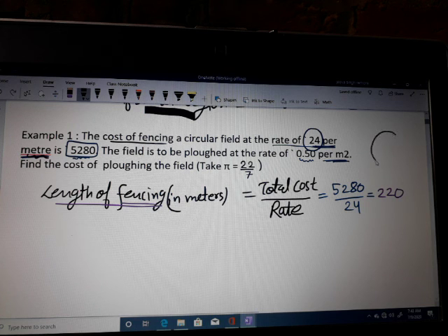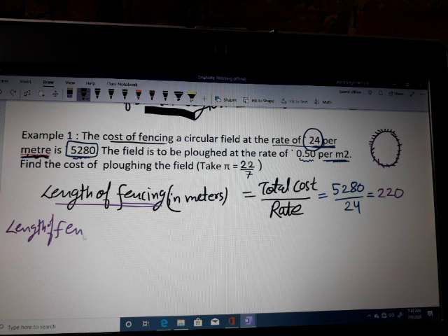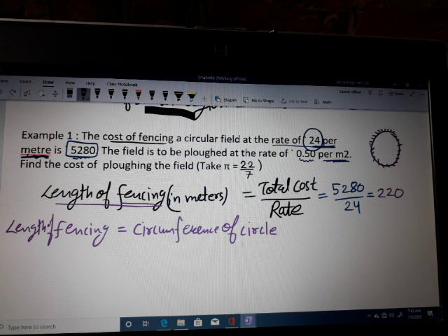Fencing is just like the wiring around the circular part. This fencing is always equal to the circumference of the circle. Length of fencing is equal to the circumference of the circle. Just remember this result. Therefore, the circumference of the circle is equal to 220. That is the length of fencing, we get 220.